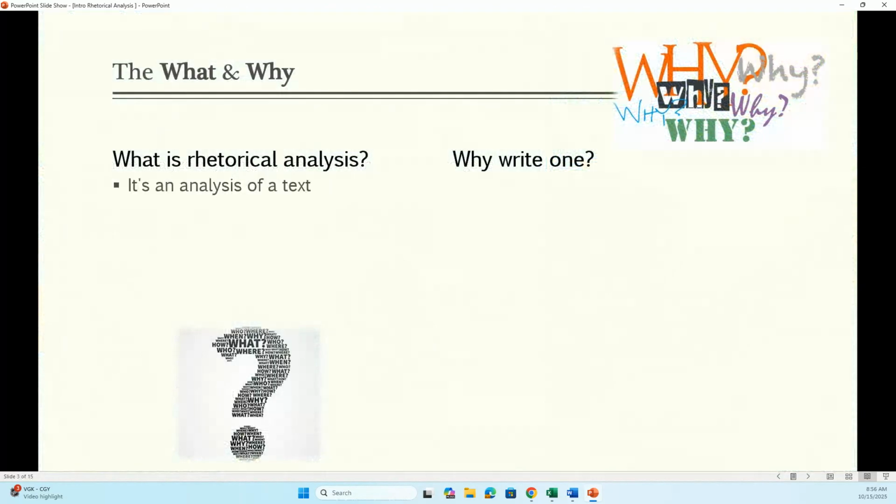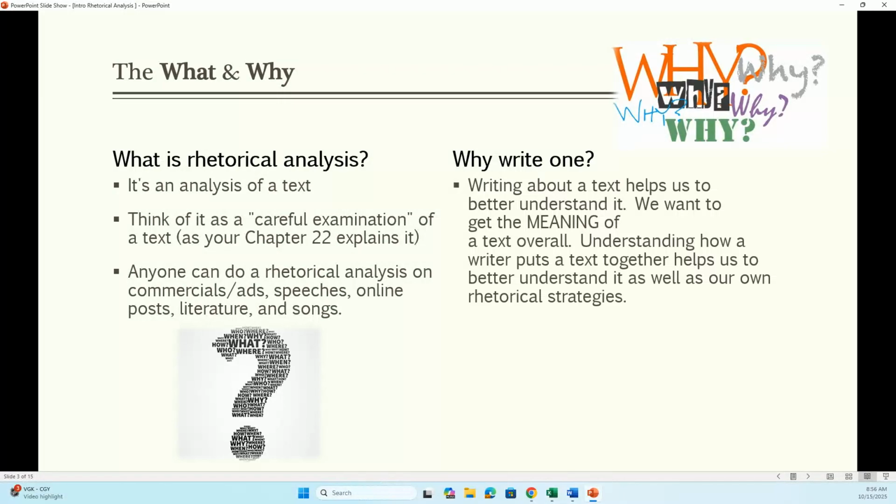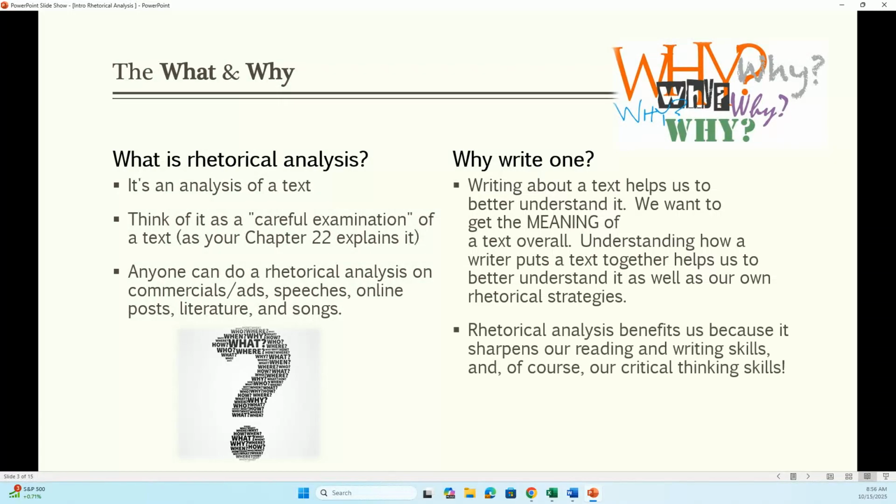So rhetorical analysis is that. It's an analysis, or as your text calls it, a careful examination of a text. Anyone can do rhetorical analysis on everything from commercials to essays to literature to song lyrics. You can use this for a lot of different things. The reason we do this is obviously we want to understand something better, but when we're thinking about ourselves as writers, it also helps us to do better with our own communication, and of course it helps our critical thinking skills.